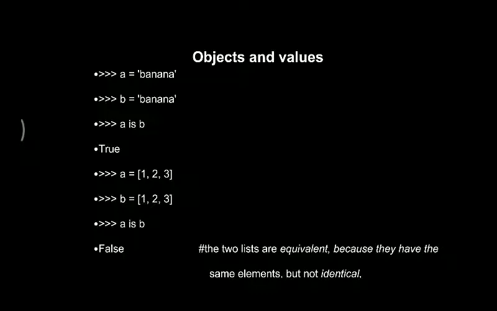a equal to [1, 2, 3], b equal to [1, 2, 3], it's a list. Again a is b gives False. In this case a is b is False. Why? The two lists are equivalent because they have the same elements, but they are not identical.